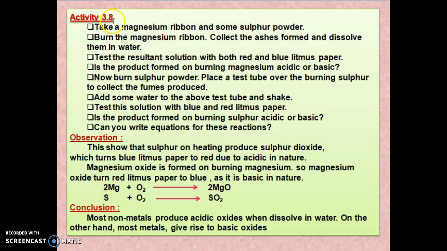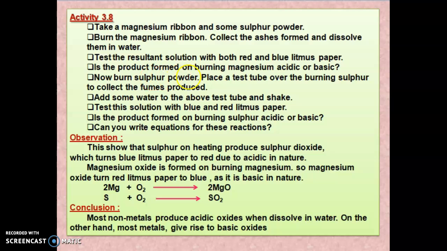Next, Activity 3.8. Take a magnesium ribbon and some sulfur powder. Burn the magnesium ribbon, collect the ash formed and dissolve it in water. Test the resulting solutions with both red and blue litmus paper. Is the product formed on burning magnesium an acid or a base?